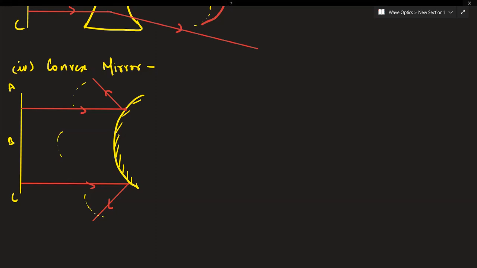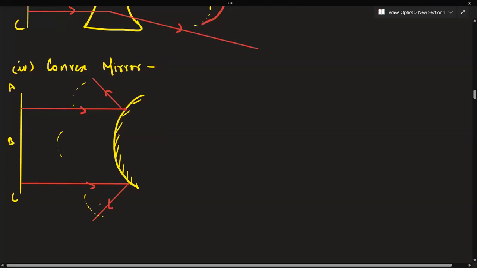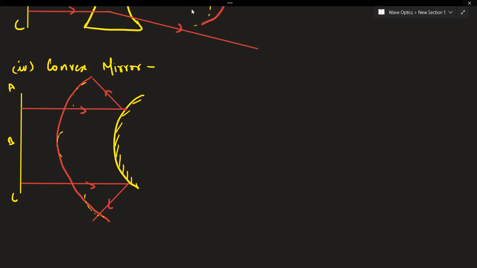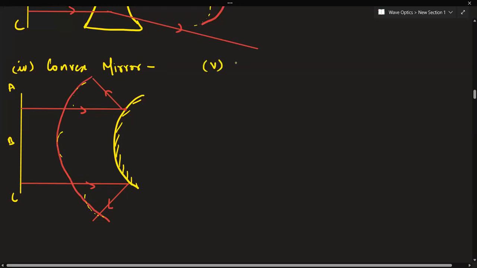Similarly, for the lower part, I'll be getting the secondary wave nearer to the sphere. So if I join all the tangents, there will be various secondary wavelets. When you join them, you will be getting a continuous curve. So this continuous curve that we'll be getting is the refracted ray or the incident ray? Refracted ray.